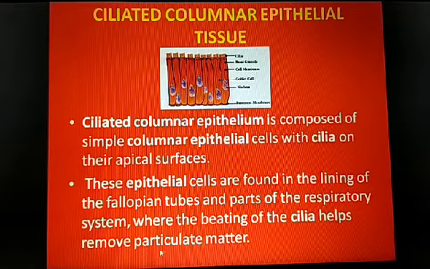Particulate means small particles which may enter along with the air. They are filtered or removed by these cilia. Besides that, cilia also help in passing the mucus. Mucus is a liquid which is present in our alimentary canal. So these cilia help in passing this mucus.